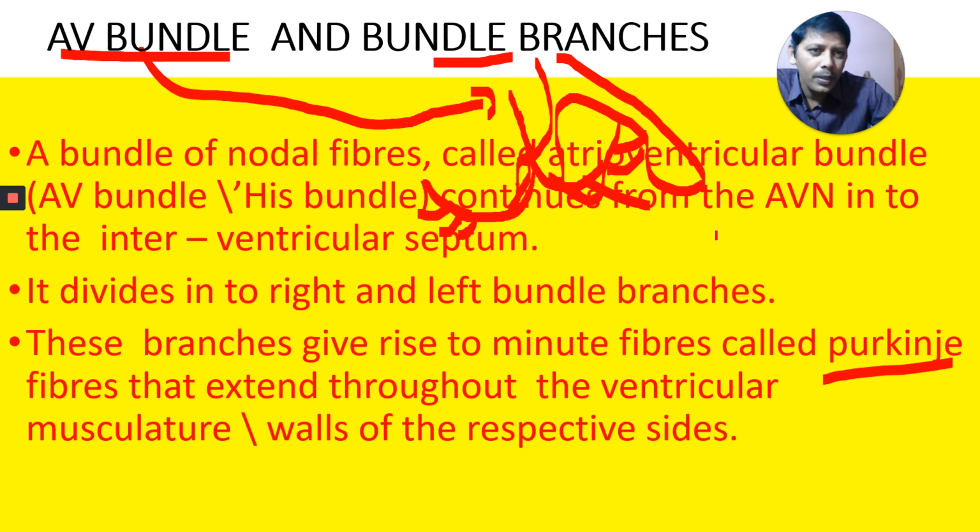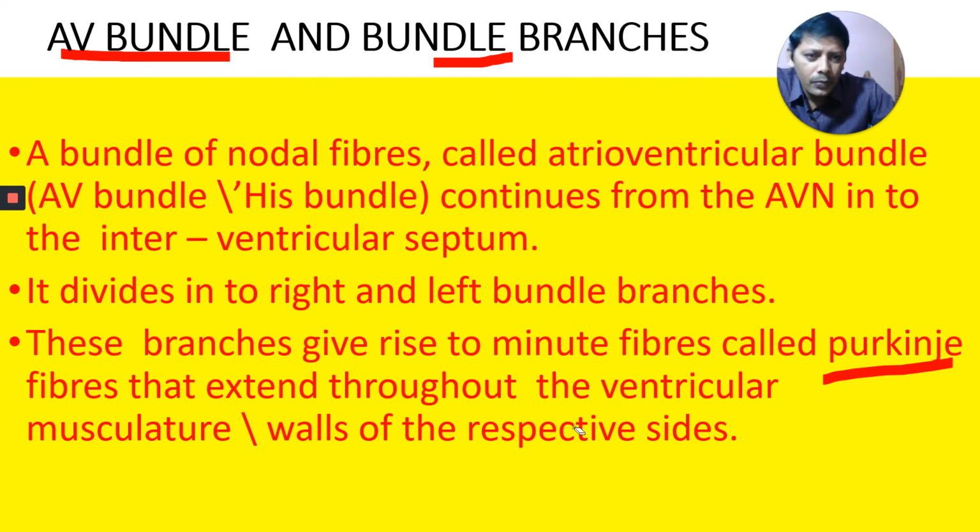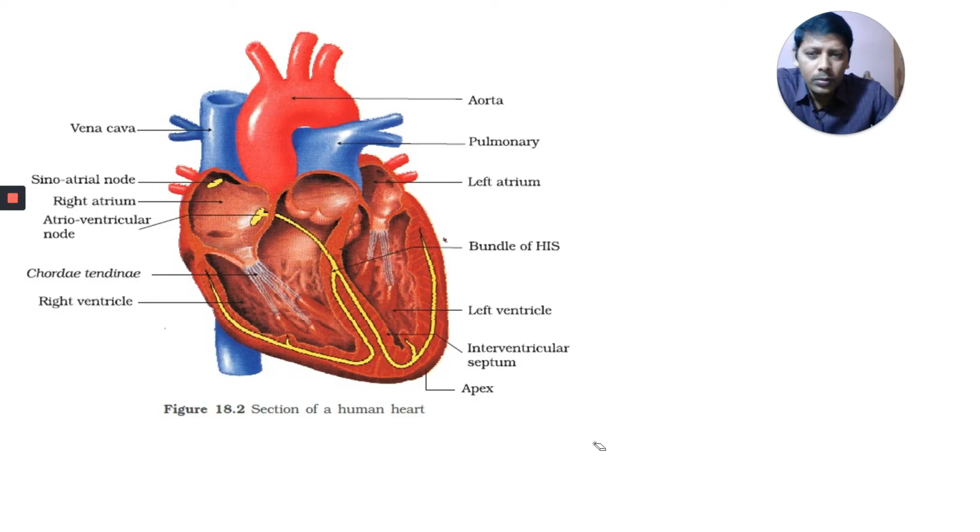Continuing from the AV node into the interatrial septum, it divides into right and left bundle branches. These bundle branches give rise to minute fibers called Purkinje fibers. Those fibers extend throughout the ventricular musculature and walls of the respective sides.